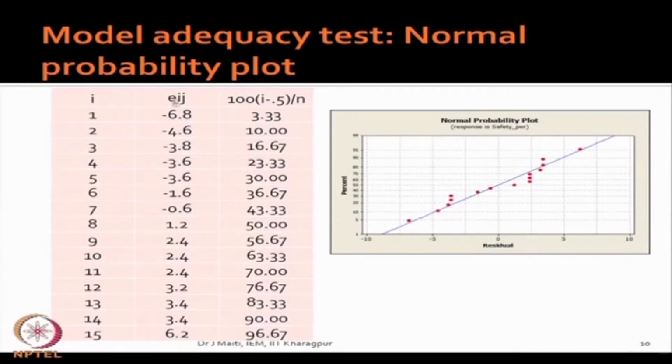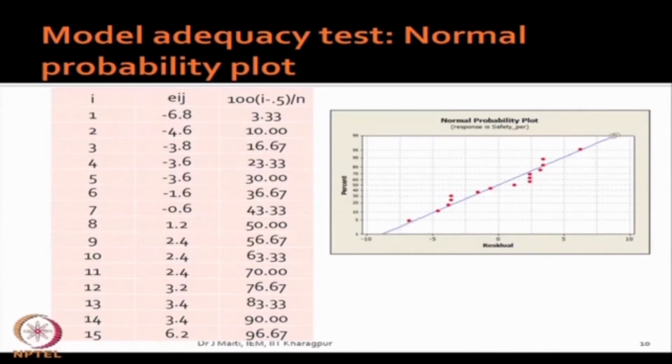So you must have the error values. You arrange them in ascending order. You have the number of observations serially arranged. So now you are calculating this. This is one of the ways of finding out the probability value, in terms of percentage, and then you plot. What is the plot? The plot is percent probability against the residual values. So your first residual is minus 6.8, the probability value is 3.33 something, it is coming somewhere here.